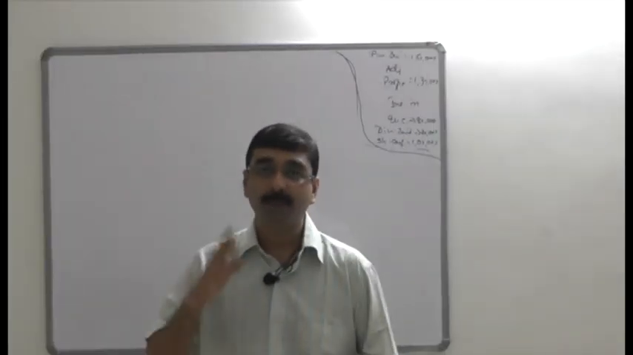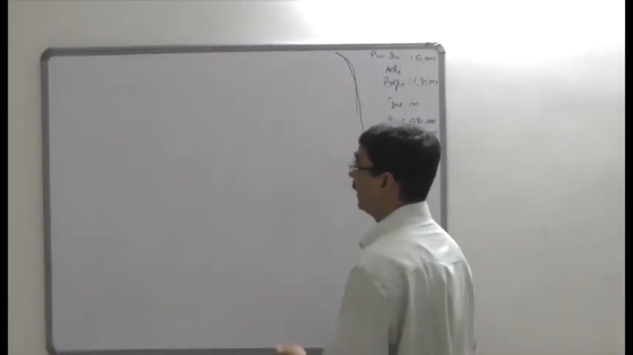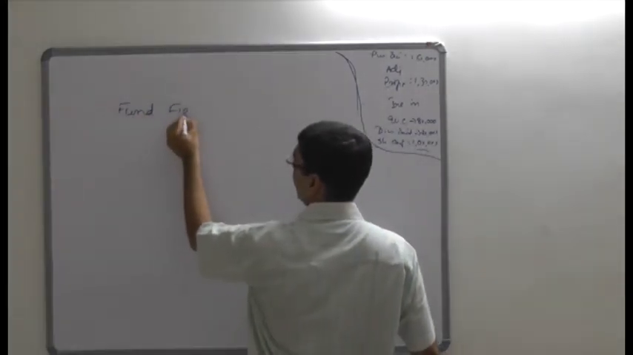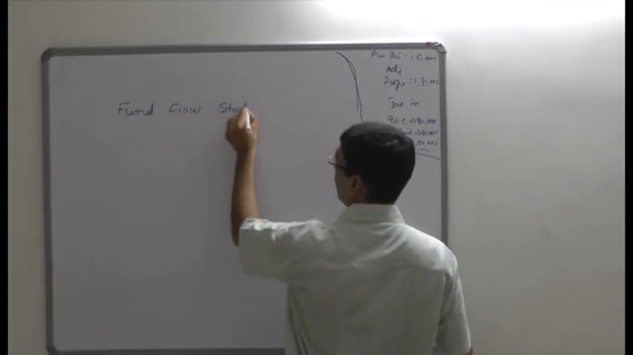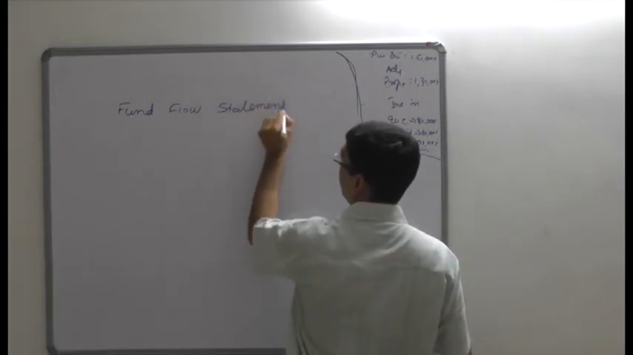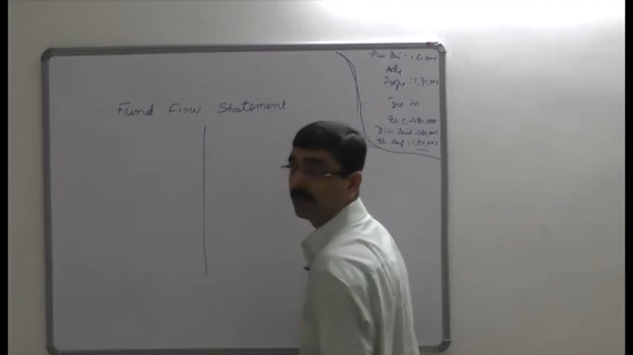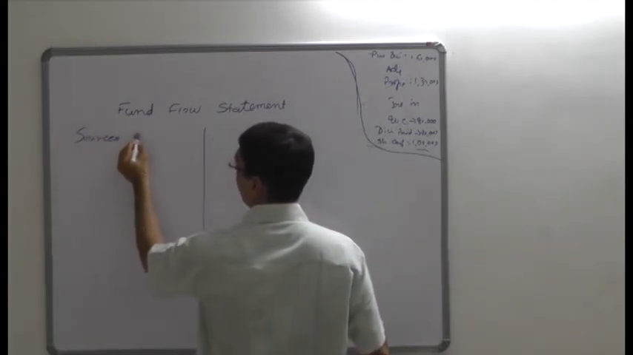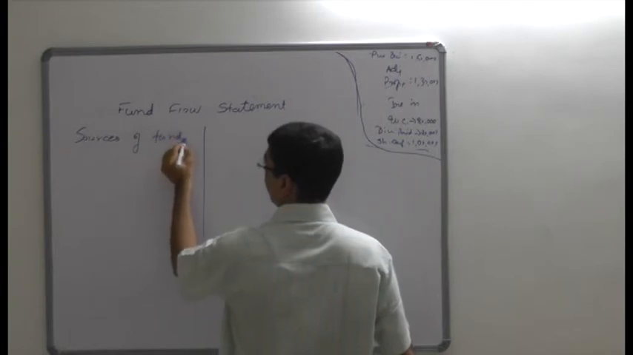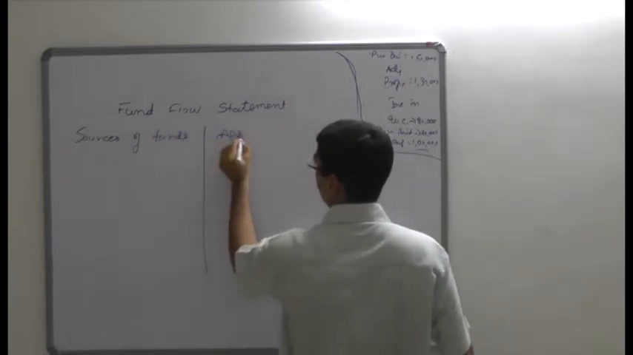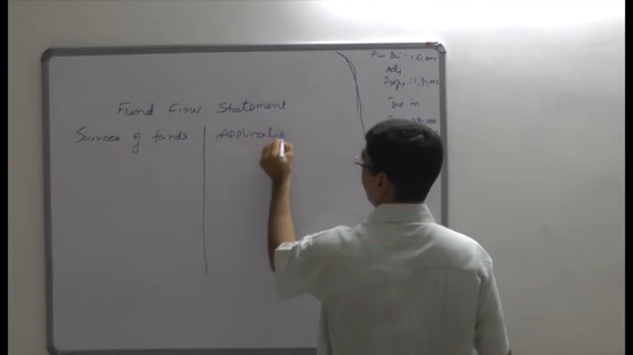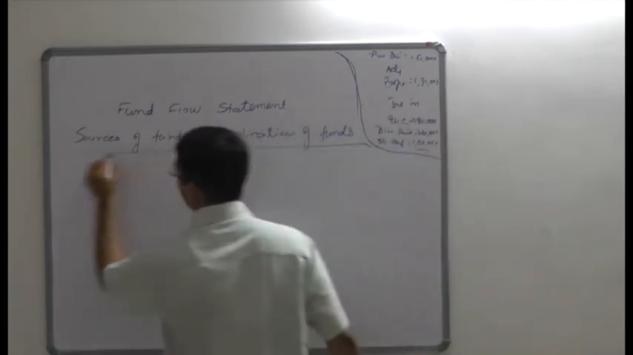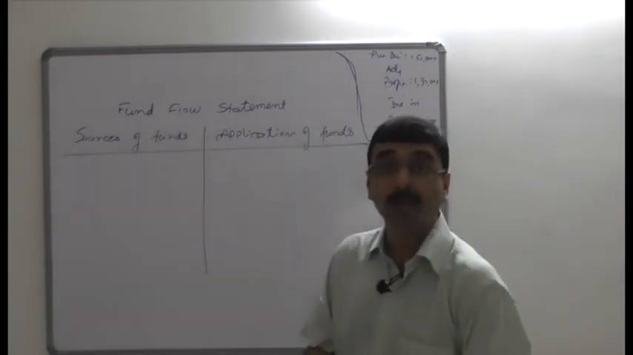Now moving to the last part of this problem, and that is the fund flow statement. So the fund flow statement we are preparing here in T-shaped format. It's an account format. Here on the left hand side it shows the sources of funds, and on the other side it shows the application of funds, and these values can be identified one by one.